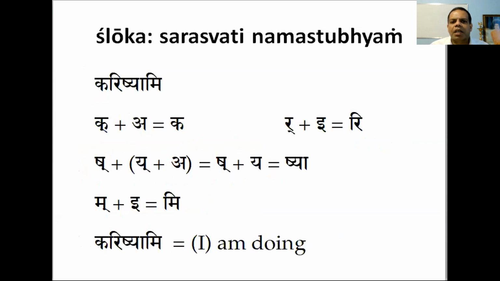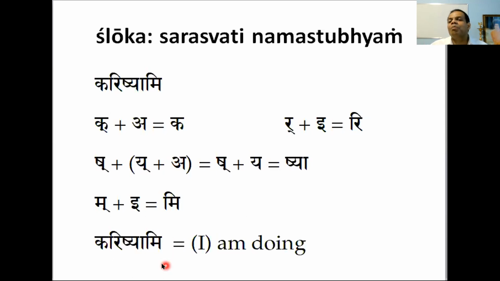The next word is Karishyami. The first letter is Ka, Ik plus A is Ka. Ir plus E is Ri, Kari. The third letter is a compound consonant, Ush plus E plus A. E plus A becomes Ya here, Ush plus Ya, Ushya. Karishya. The last letter is Mi, Is plus E gives you Mi. Karishyami.